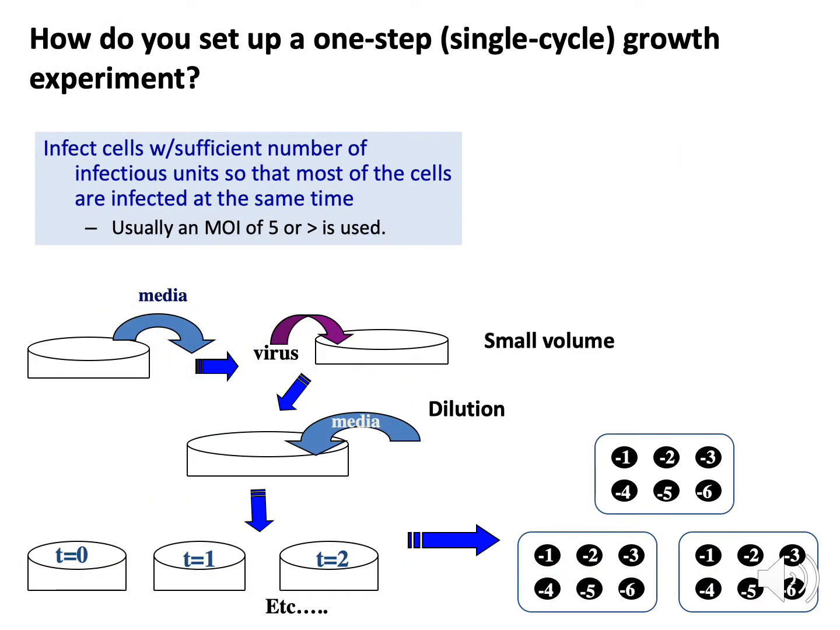How do we set up these experiments? Several of you had asked some questions about this last time. To get you ready for this material, it was on the prep quiz. If you want to do a one-step growth curve, all of the cells are infected at the same time. You infect cells with enough infectious units so that all or most of the cells are infected at the same time. So usually that's an MOI of 5 or greater.